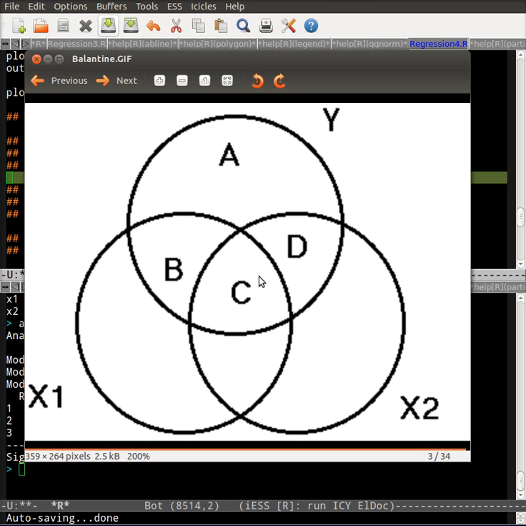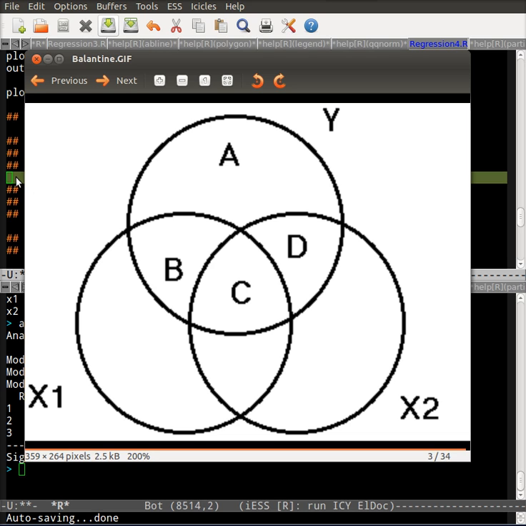C is a weird piece, and here's where multicollinearity comes in. C is this weird piece that's shared between x1 and x2 and y. And the real difficulty in statistics is that we don't know to what predictor we attribute C. Do we attribute it to x1 or do we attribute it to x2? Or do we just ignore it because it's confounded between x1 and x2?